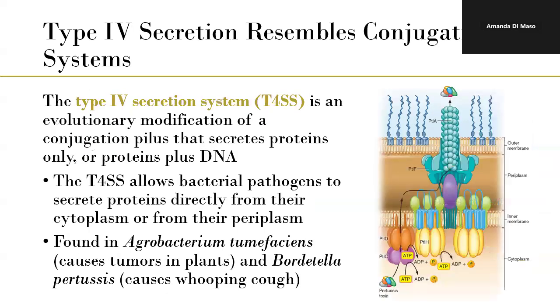Thanks for catching that. So type 4 secretion systems evolved from the conjugation pilus, and it secretes proteins or proteins plus DNA. So this one can't really secrete just anything. It has a very specific affinity for proteins in particular. And this allows secretion directly from the cytoplasm or the periplasm into the host cytoplasm. And this is found in Agrobacterium tumefaciens. It causes tumors in plant cells, or Bordetella pertussis, which causes whooping cough.